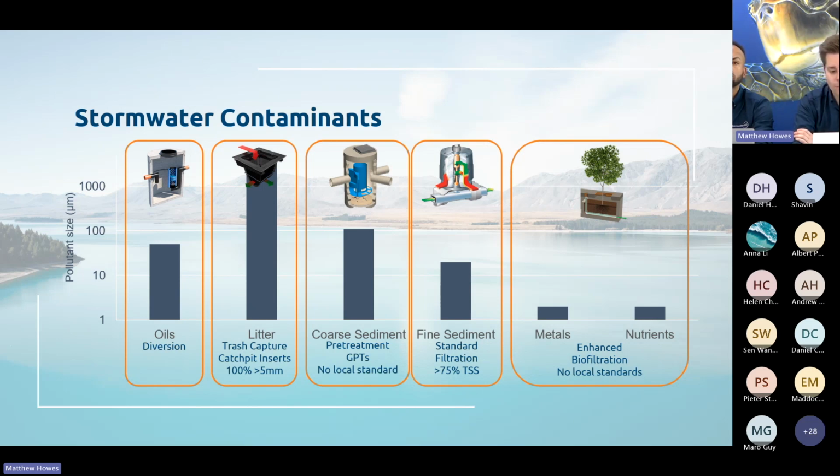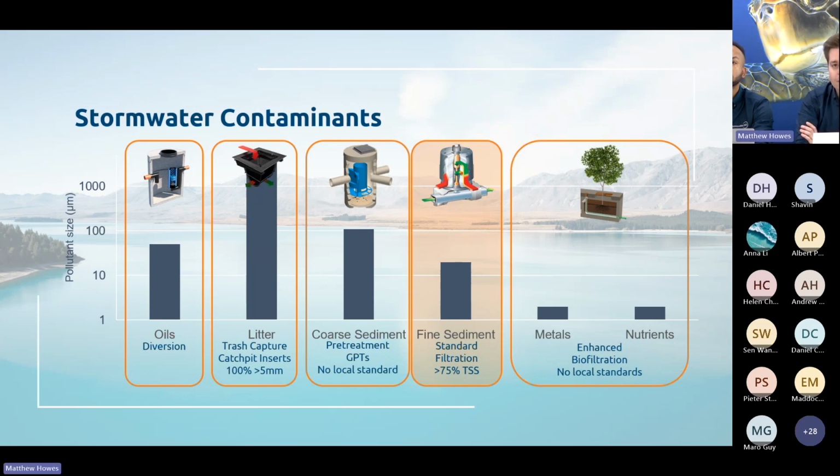Where the StormFilter sits is for fine sediment, and it uses filtration to achieve quite high removal percentages of a wide range of particle sizes, but typically with a median particle size of about 75 micron. By using a media filtration process, we're able to get, on a long-term average basis, at least 80% TSS removal of quite a wide range of particles.